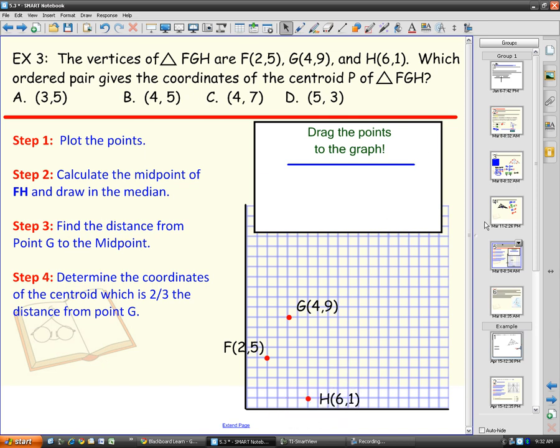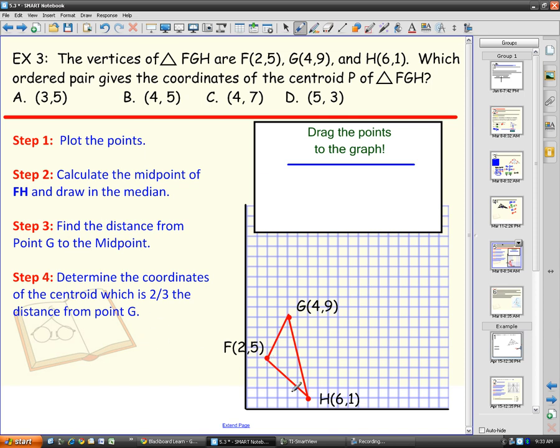Now if I calculate the midpoint of each side, then I can draw a line. So I'm going to first draw in the triangle itself, and I'll use red because the points are red. I'm going to draw my red sides in here, and this is what you should be doing too. Then it says calculate the midpoint of FH and draw in the median. So FH is this line right here. I'm going to calculate the midpoint of it, because that's where the median will meet.